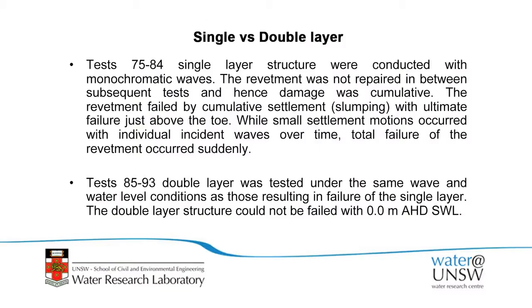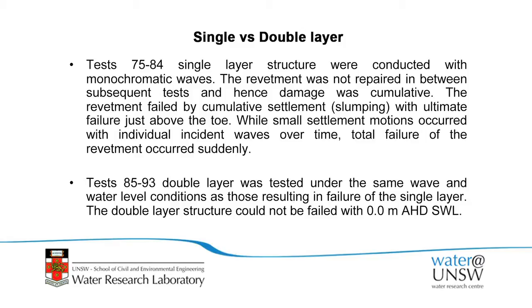In the early tests, we did some monochromatic. This is just a bit of a comment about using single versus double layer bags. In the early tests, we constructed monochromatic waves and we didn't repair them, but we found that with the single layer structures, the failure progressed quite rapidly. So you get a few bags displaced and then the entire slope would just slide down and fail. So there was quite rapid progression to failure.